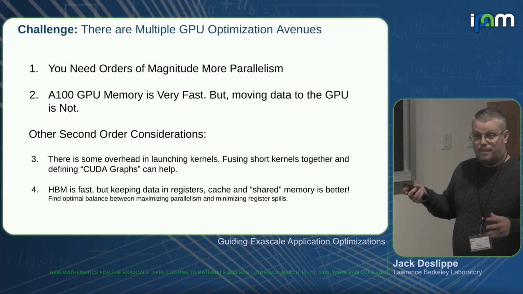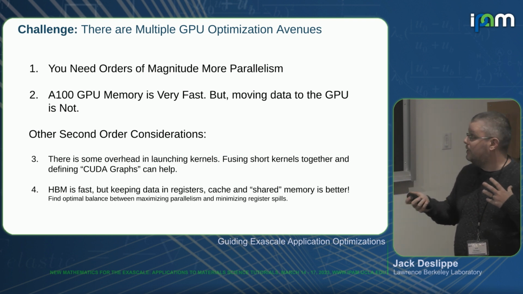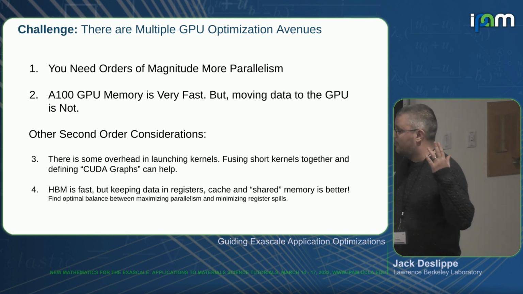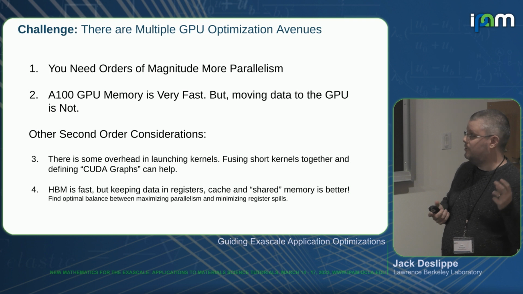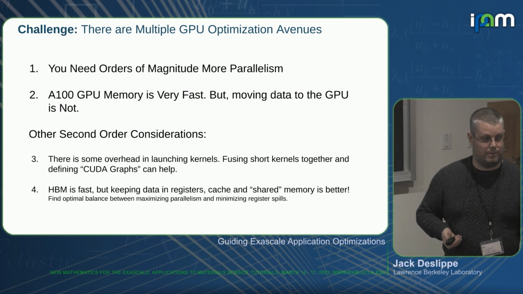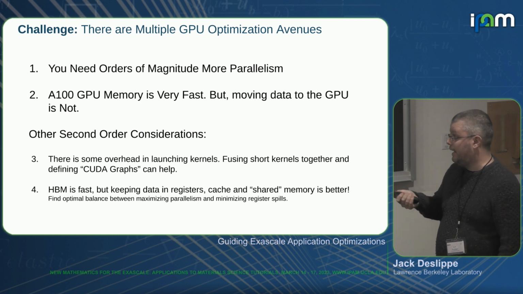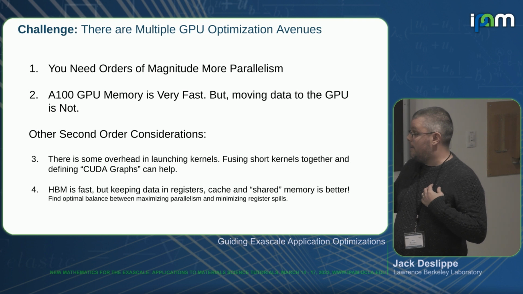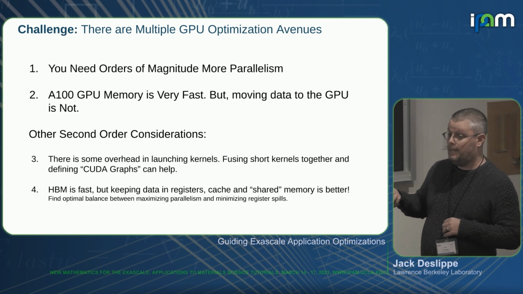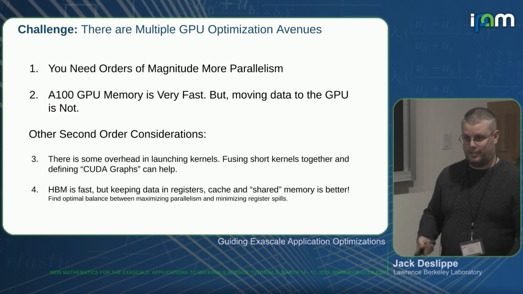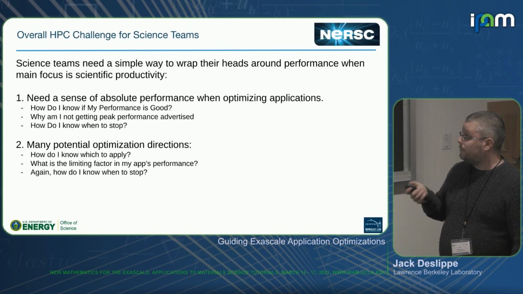You need to figure out how to best use the fast memory on the GPUs, but realize that moving the data back and forth between the GPU and the CPU is slow. And then there are even other second order considerations. You want to make sure that the work you're giving the GPU isn't so small that the overhead of launching the work onto the GPU dominates the time. And one of the things that the Labs team found out is that while the HBM memory is fast, keeping data in the caches on the GPU is even faster. And that was one difference between the NVIDIA and the AMD GPUs.